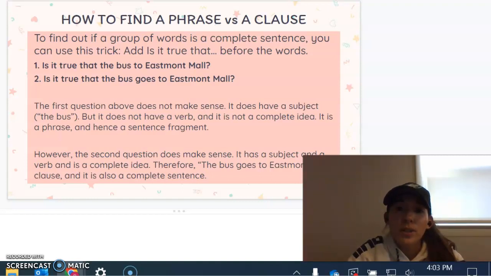So the first question in those two above does not make sense. It does have a subject, the bus, but it does not have a verb, and it is not a complete idea. It is a phrase and hence a sentence fragment. So we can see in 1 that we have our subject, the bus, but we do not have our verb, which is go. However, the second question does make sense, and it does have a subject and a verb to complete the idea. Therefore, the bus goes to Eastmont Mall is a clause, and it also is a complete sentence.